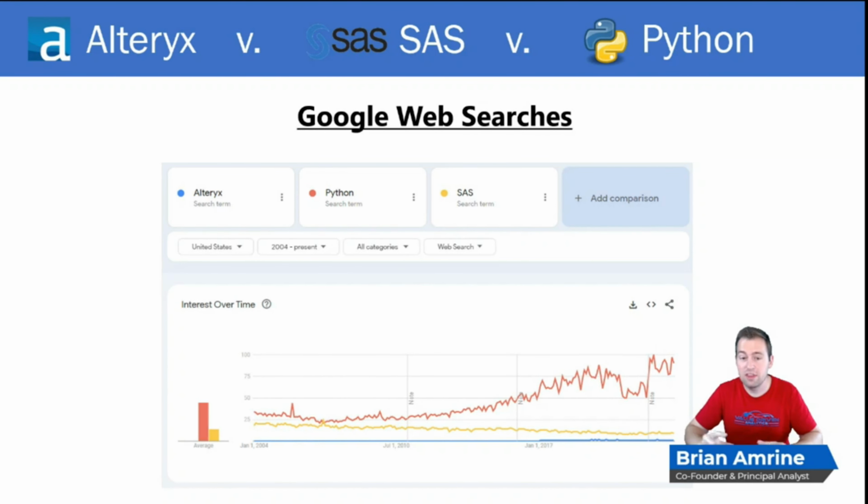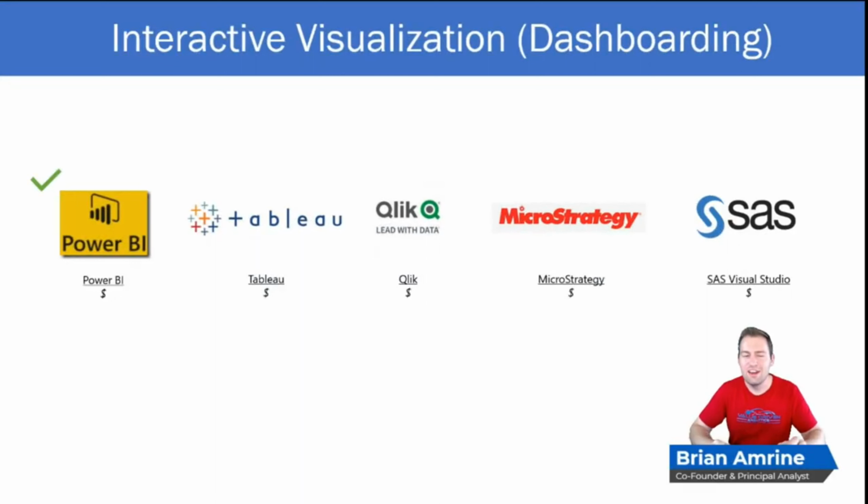Now, this is Python in general, which again can be used for things beyond analytics. Let's talk about interactive visualization tools like Power BI, Tableau, Qlik, MicroStrategy, and SAS Visual Studio. As we said before, all of these generally have some form of paid version, but sometimes in certain ways for certain use cases you can use them for free.